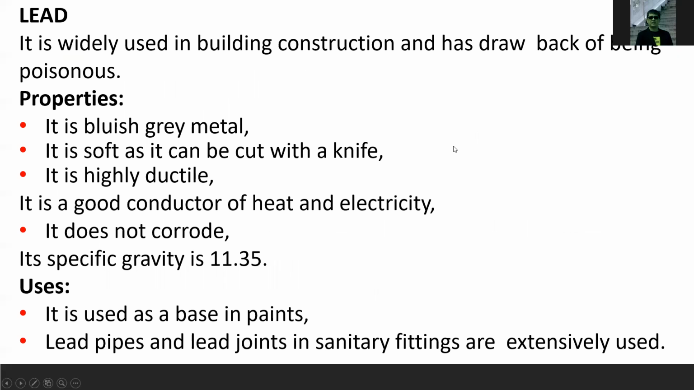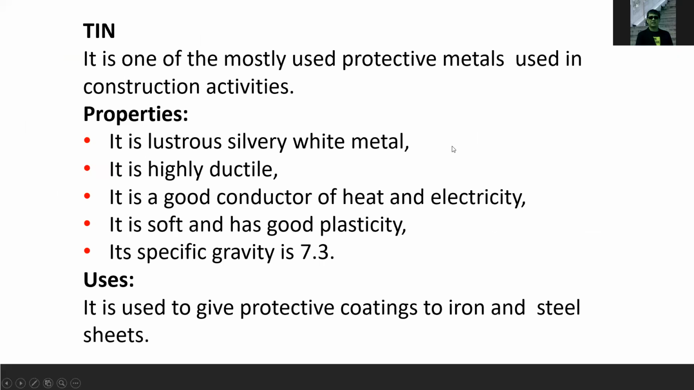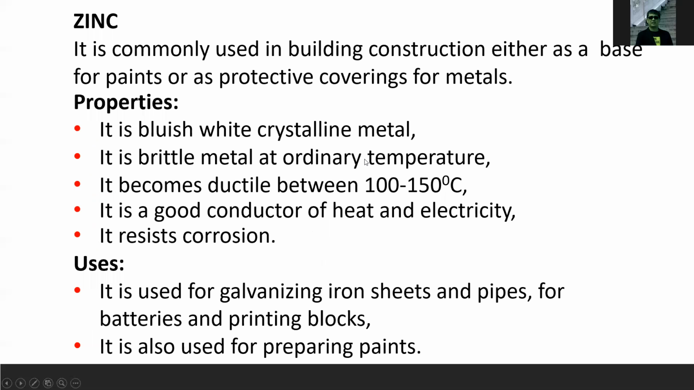Tin is the most used protective metal in construction activity. So this is now the most commonly used material, the tin. It is a lustrous silvery white metal. It is highly ductile, and a good conductor of heat and electricity. It is used to give protective coatings to iron and steel sheets.